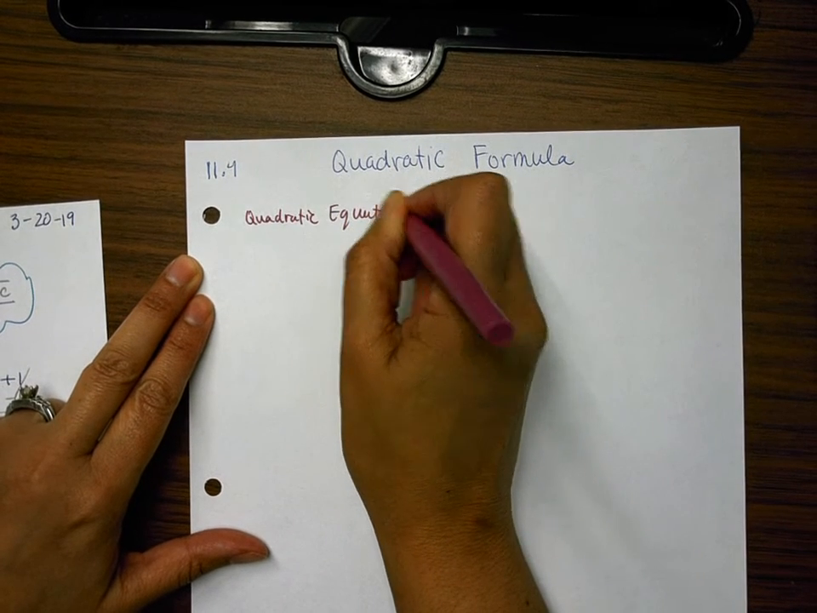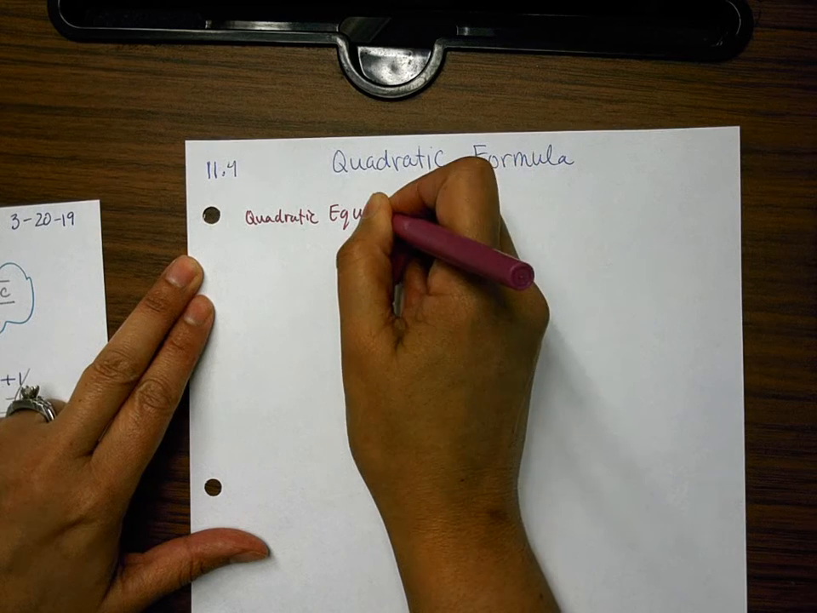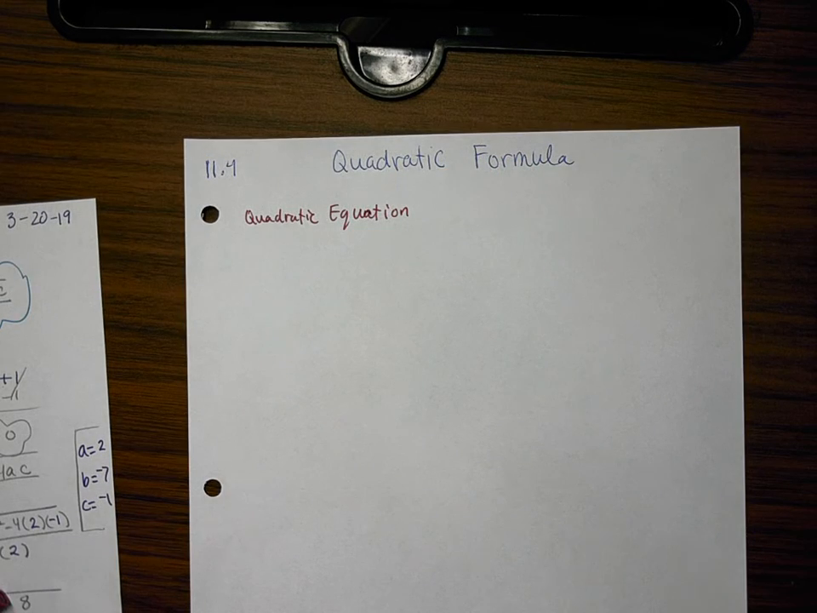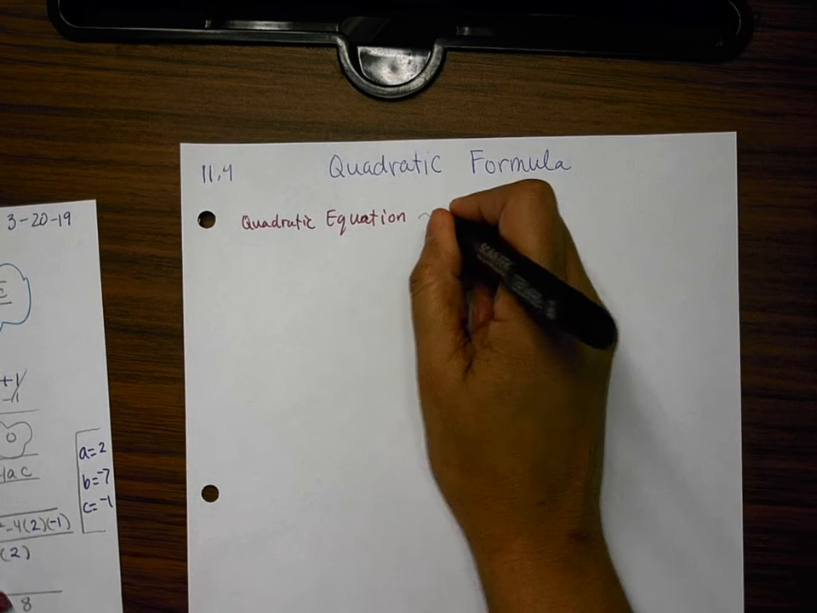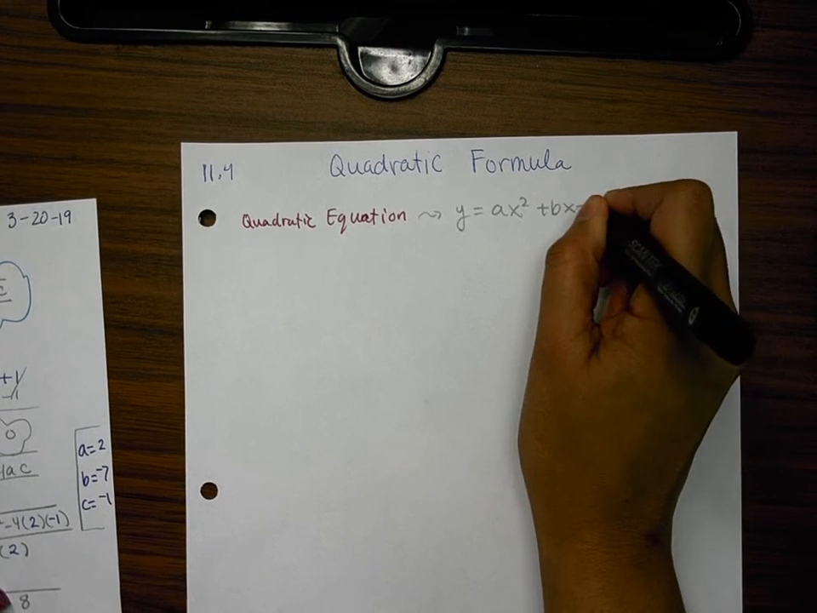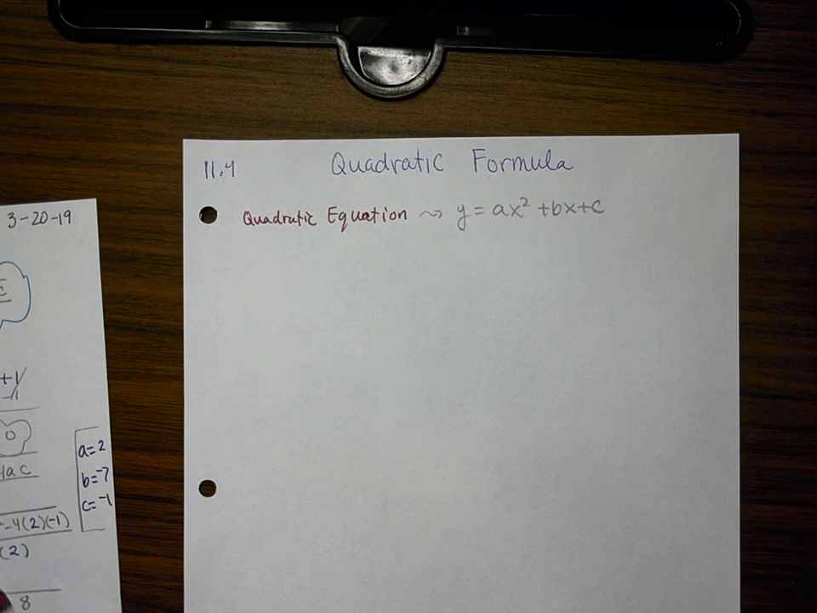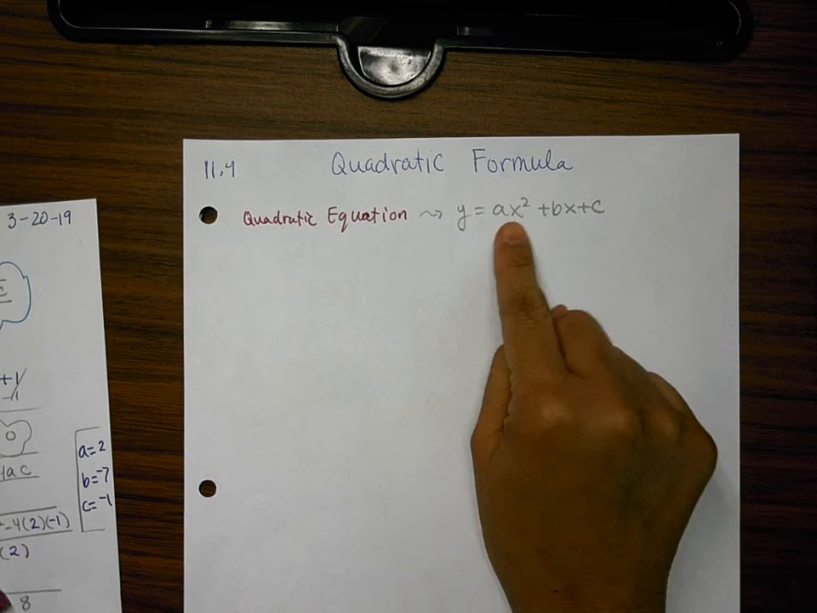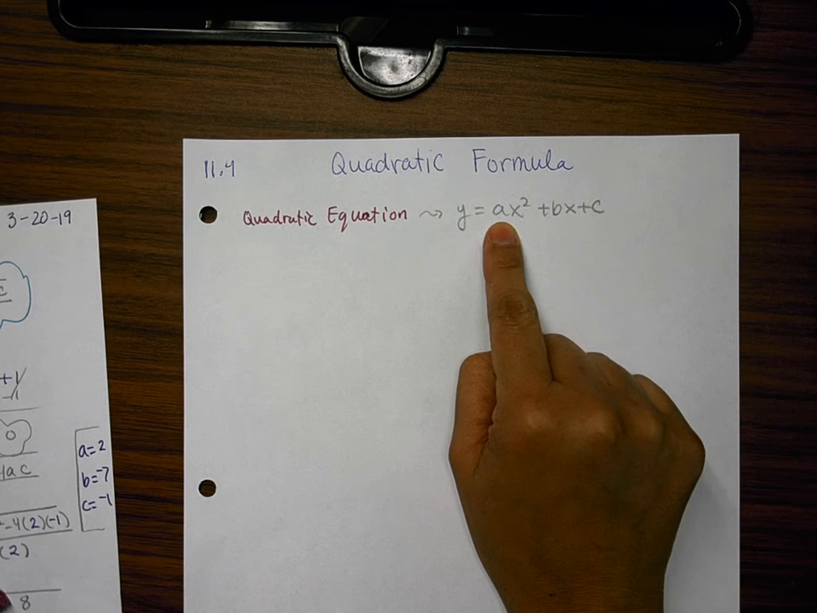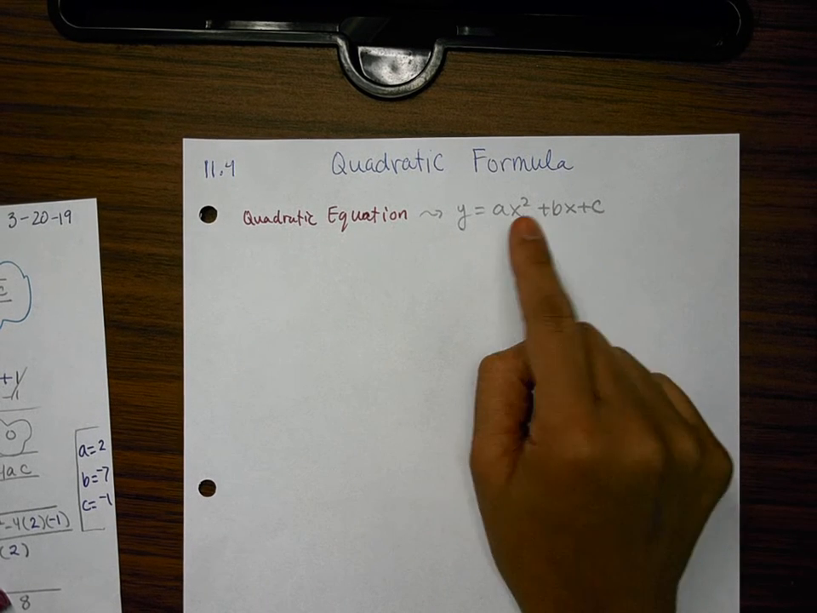What is the quadratic equation? Quadratics are the formulas that we've been working with since last unit. It's the parabola functions, and they look like this: y equals ax squared plus bx plus c. There's many different ways of writing them, different forms. This is the standard form. We've been talking about this for some time. Ax squared plus bx plus c. Okay.